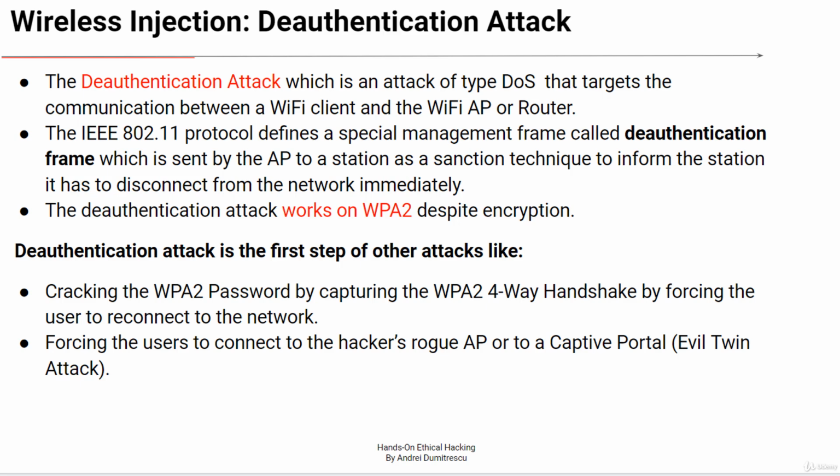The WPA handshake is used to crack the wireless password and is exchanged only at the beginning, in the authentication phase. We'll have a dedicated lecture on this topic later in the course. Another purpose of this attack is to force the user to connect to the hacker's rogue access point or to a captive portal. This is also called the evil twin attack.